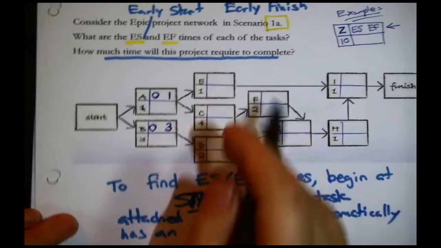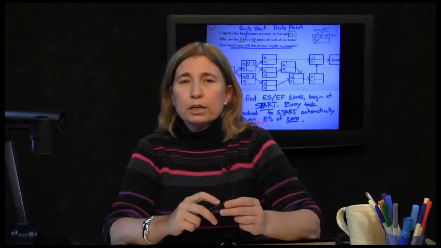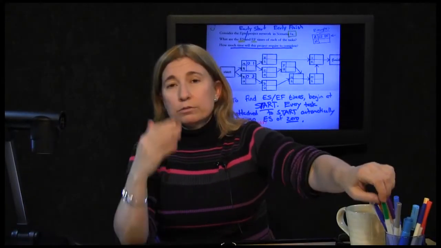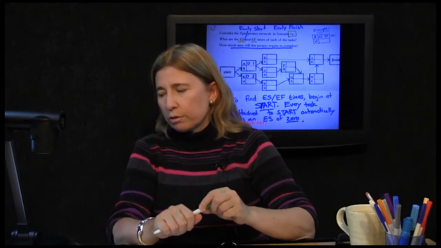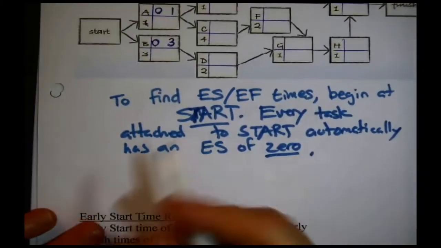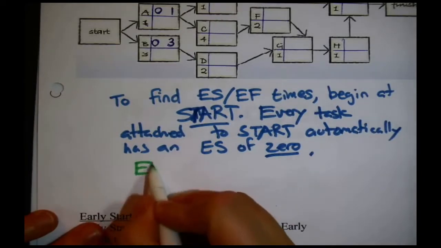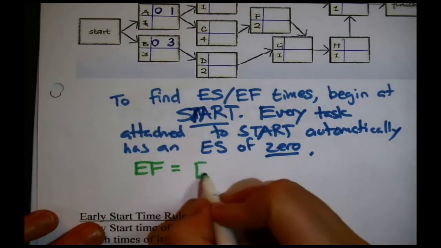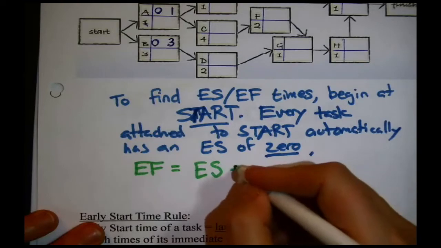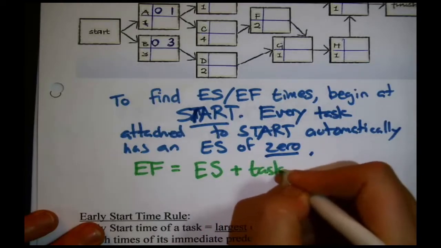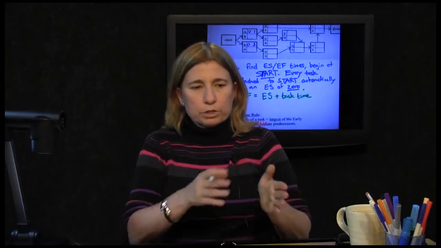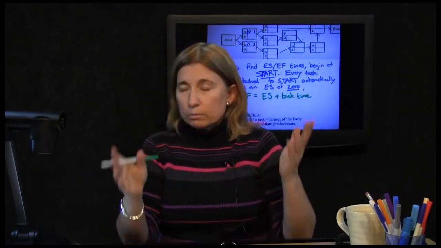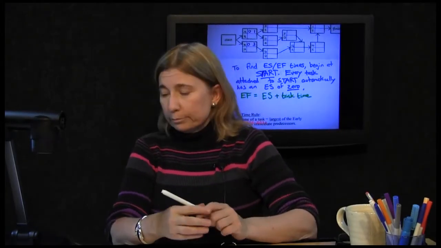Now, you can treat this as a formula if you'd like. It's really just logic, but you say, how'd you get the 1? How'd you get the 3? Well, this is what I did. Early finish time equals, it's just logic, your early start time plus your task time. When you finish is when you start plus however long it took. Oh, okay. Now, moving on.